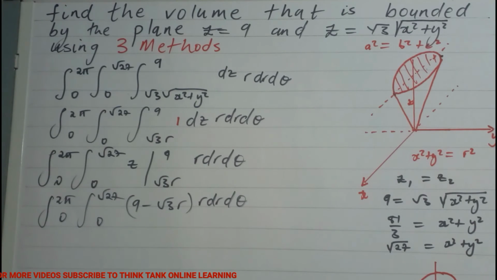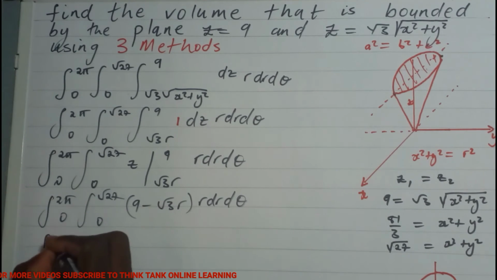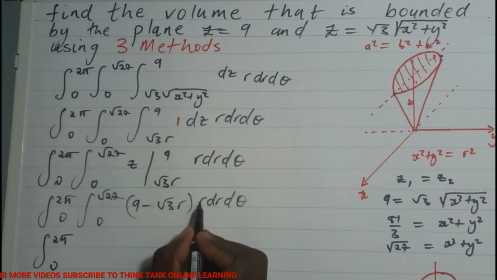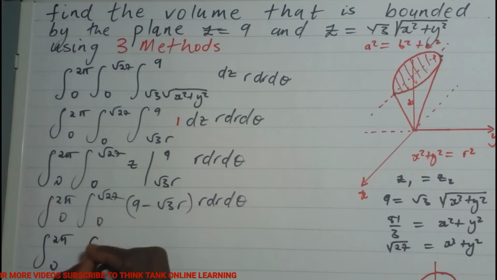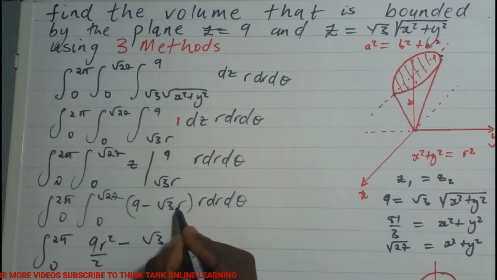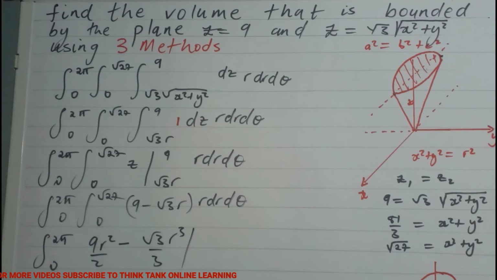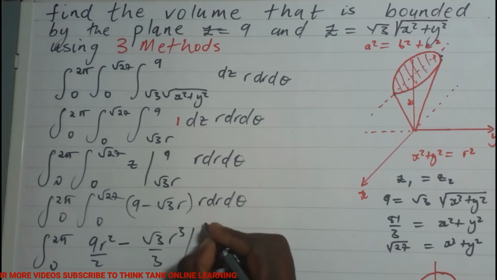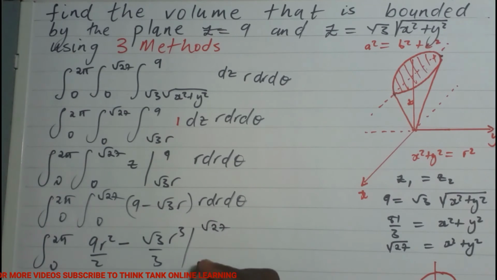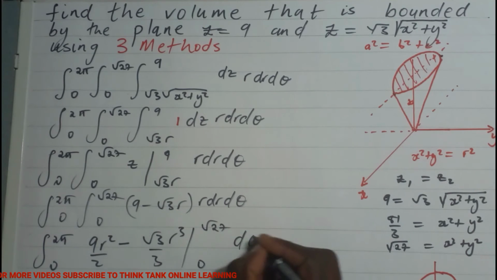And now I'm going to integrate with respect to r, so I'm going to expand here. So this is 9r minus root 3 r to the power 3 over 2. Okay, so I'm going to integrate after expanding. So I'm going to have 2 pi 0, 9 times r is r, and if I integrate 9r, I'm going to say 9r squared over 2 minus root 3. Here I have r times r squared, then I'm going to add 1 to the new power over 3. My bounds, my limits, 27 0. Then I'm now left with the d theta.